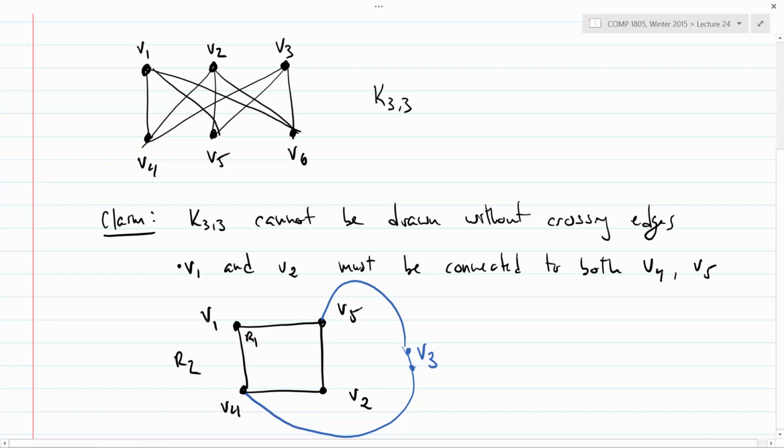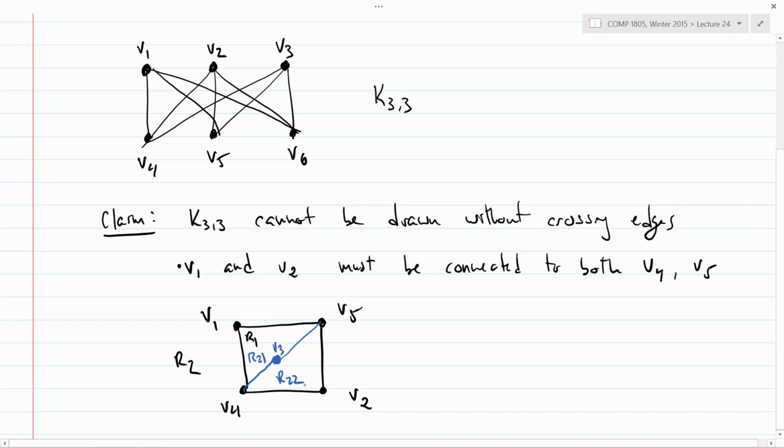Okay, so all of this assumed that V3 was outside the box, so let's try to do something else, right? Let's put V3 in the box instead. So if I put V3 in the box, so this is now V3, well then having V3 in there, I notice that V3 has to be connected to V4 and V5. There's no way around that. So I have V4 and V5. So now this partitions the inside of the box into two regions. It partitions it into R2-1 and R2-2.